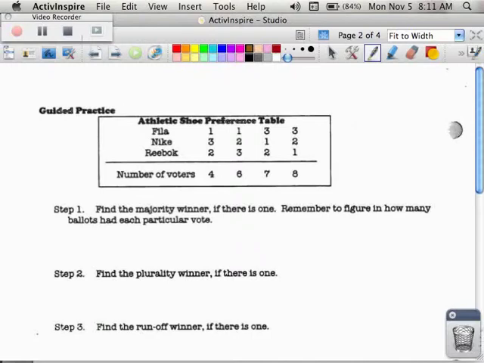So here, you want to find out which ones have the most votes, because remember, in order to have a majority winner, you have to have somebody who has more than half the votes. So let's just take a look at that. So Fila has how many first place votes? If you look at the number 1 up at the top of the table, you'll see that they were ranked number 1 4 times down below and 6 times below. So they had 10 first place votes.